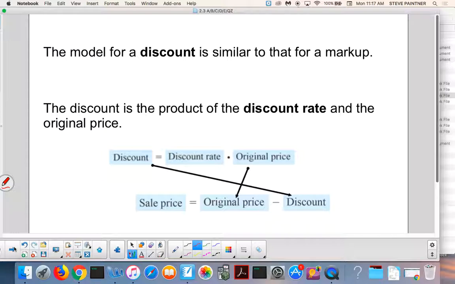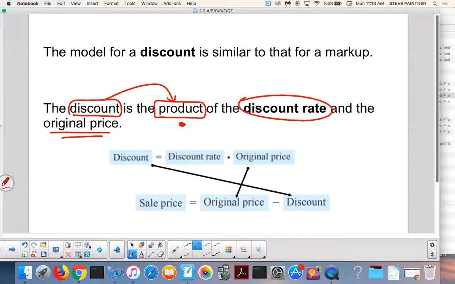The model for discount is similar to that of markup. So it's going to be almost the same thing, except we are going down in price, okay? The discount is the product. So if you want the discount, it's basically the product. What does product mean? Multiply. Okay, so we're going to multiply the discount rate and the original price. So it's this times this. And here it comes. It says right here, the discount is going to equal the discount rate times the original price.